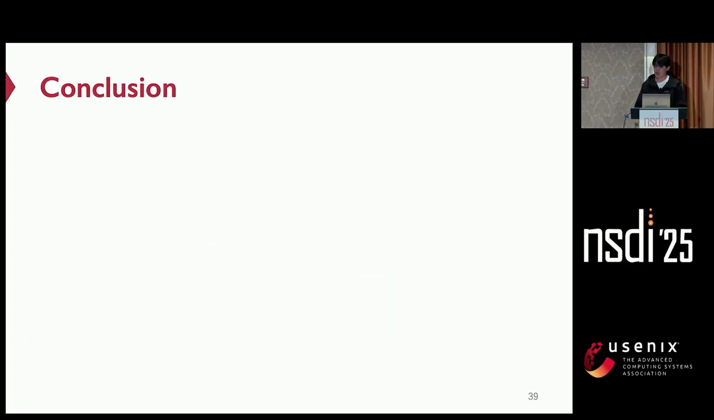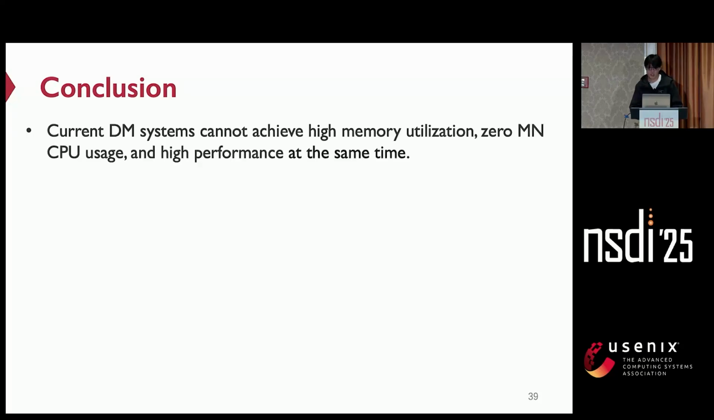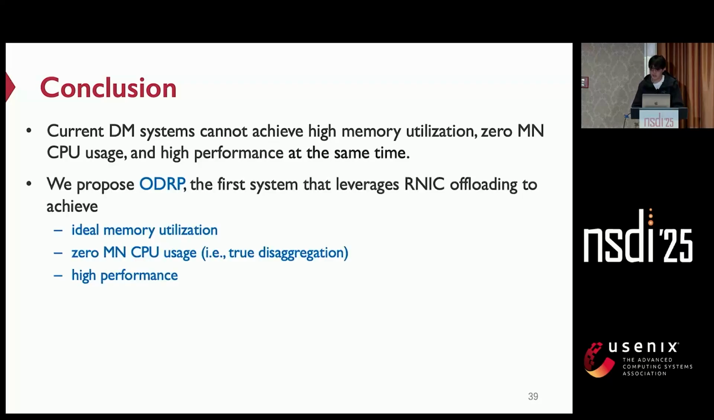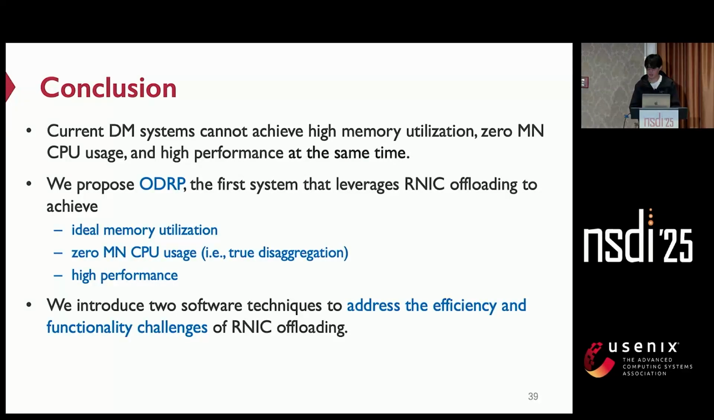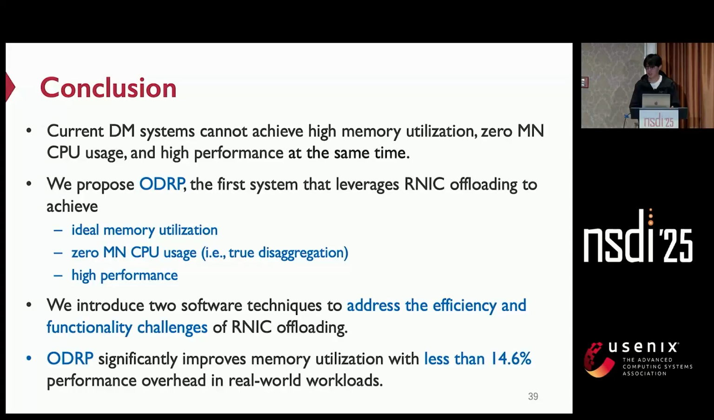To conclude, current disaggregated systems cannot achieve high memory utilization, zero memory node CPU usage, and high performance simultaneously. We propose ODRP, the first system leveraging RNIC offloading to achieve ideal memory utilization, zero memory node CPU usage, and high performance. Moreover, we introduced 2 software techniques to address the efficiency and functionality challenges of RNIC offloading. Our evaluation shows that ODRP can significantly improve memory utilization with less than 14.6% performance overhead in real-world workloads.